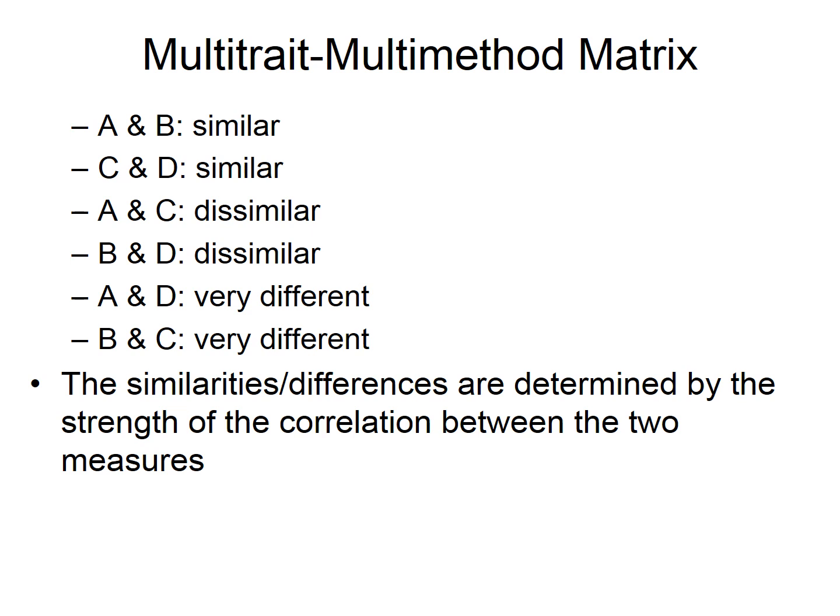So the multi-trait, multi-method matrix then assumes that A and B should be similar. They're measuring the same construct with different methods. That C and D should be similar. They're measuring the same construct, in this case anxiety, but with different methods. A and C are different constructs, but the same method. So there might be some relationship.